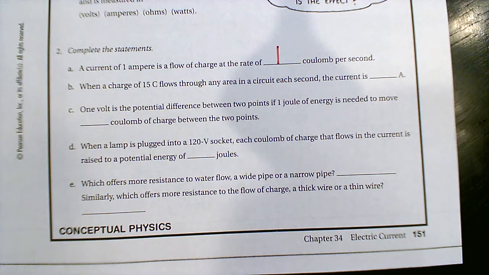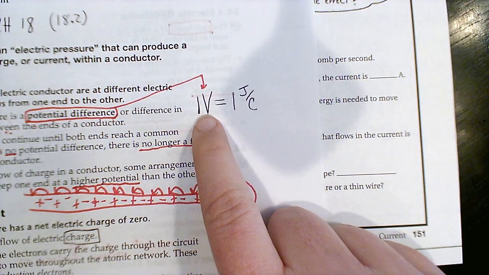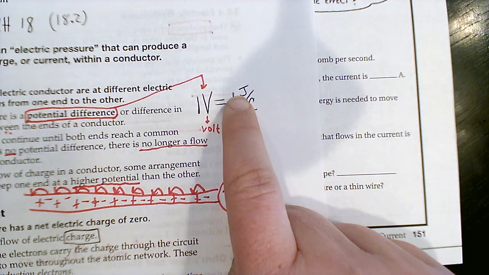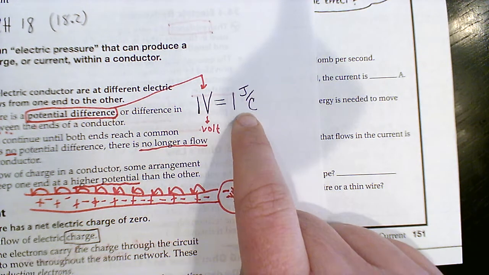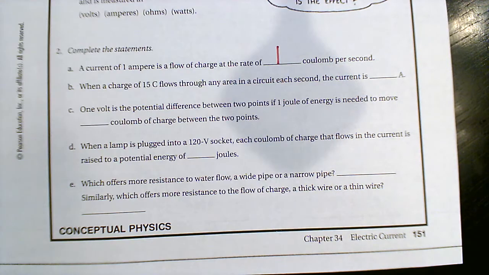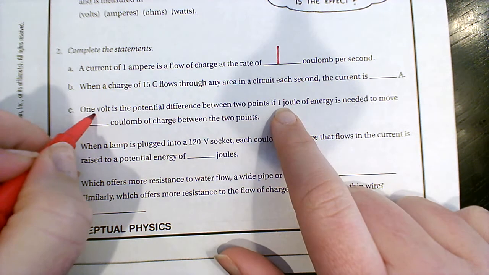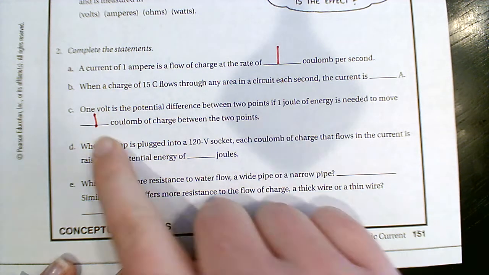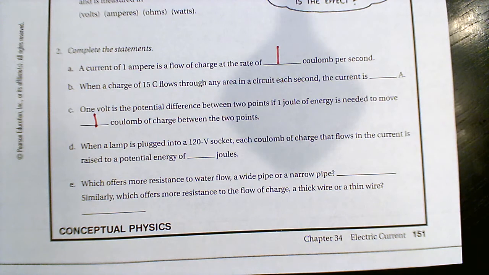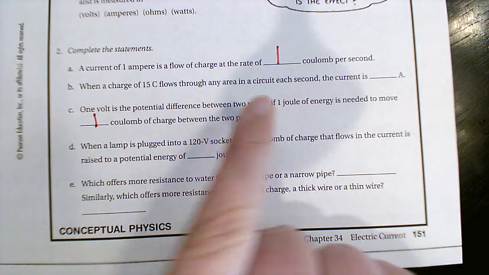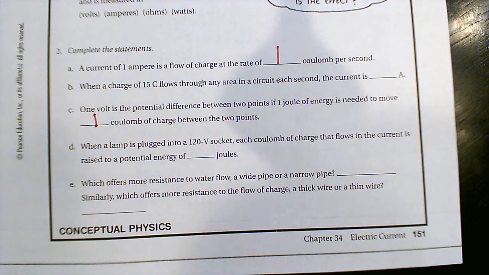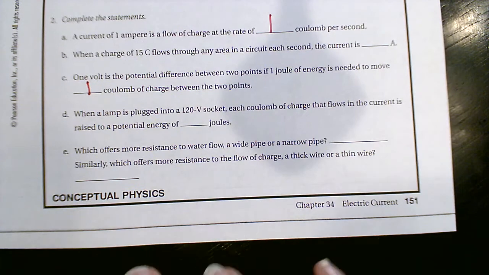C, 1 volt is the potential difference between 2 points if 1 joule is the energy needed to move. And again, I think to myself, what did I write down? I said 1 volt is 1 joule of energy per coulomb of charge. So if I have 1 joule of energy, it's the energy needed to move 1 coulomb of charge. 1 and a 1 and a 1.